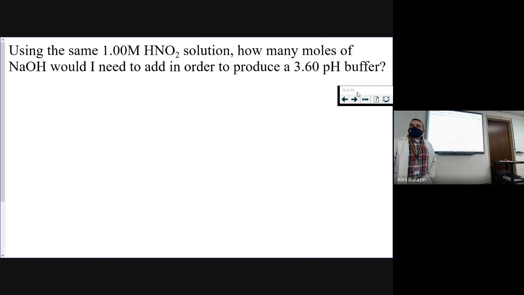Okay. We know how much weak acid we have in our buffer, right? How much weak base do we want in our buffer? Let's figure that out. Let's use the Henderson-Hasselbalch equation. Let's start there.